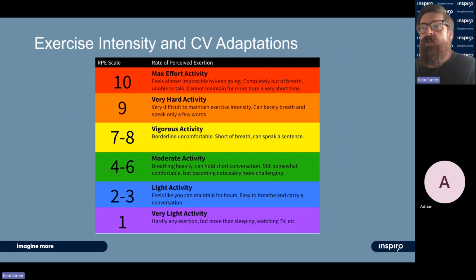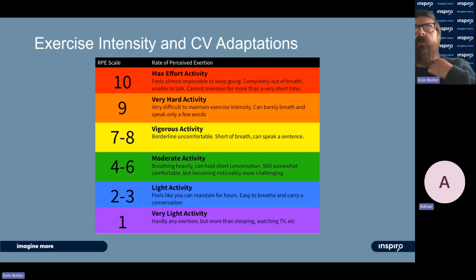We can also use observations. So how do they look? What's their technique like? Has their technique improved? Has their technique decreased in standards? Do they look physically out of breath? Can we see them breathing heavily? Can we see them sweating? Technique is probably the biggest one that you will see, whether they are working at a high intensity or a low intensity.